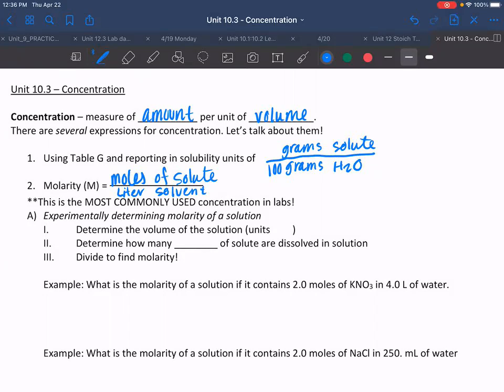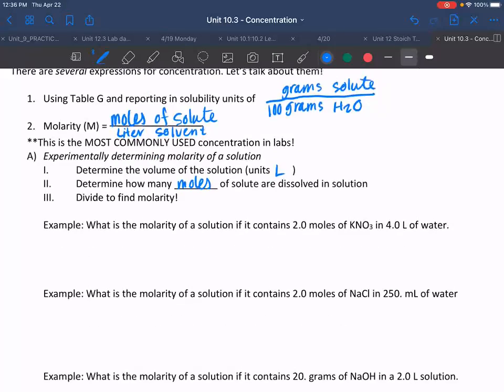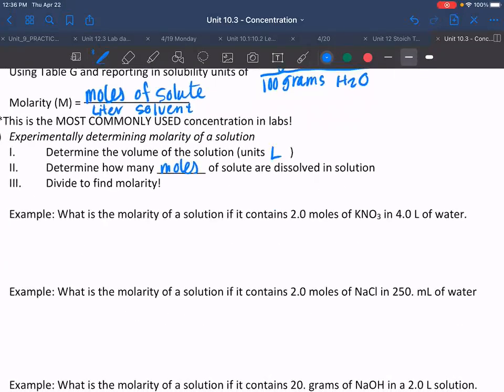First, making sure that your volume is in units of liters. We're going to determine how many moles, so we're going to go back to some of that stoichiometry and conversions here. We have to figure out moles of solute, and then we just divide moles by liters to find the molarity. This first example already gives you things in the units that you need. It tells us moles, it tells us liters. So we're just setting up our 2.0 moles over 4.0 liters. That gives us 0.50.